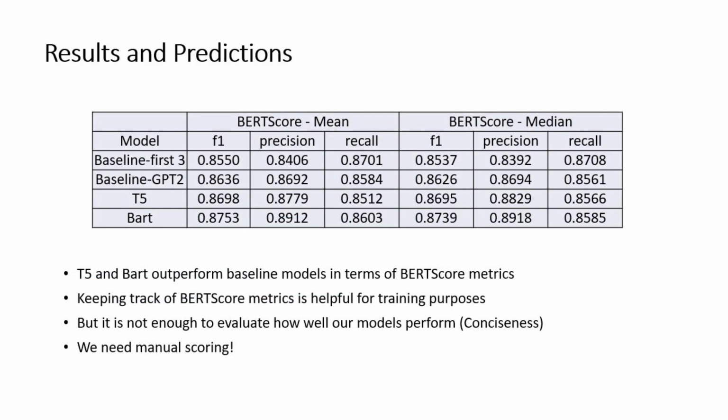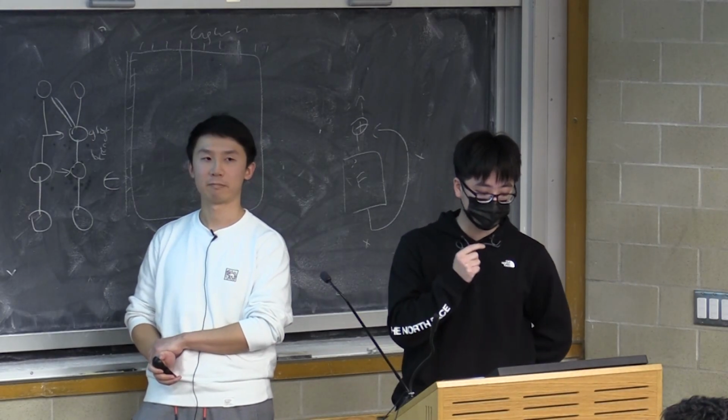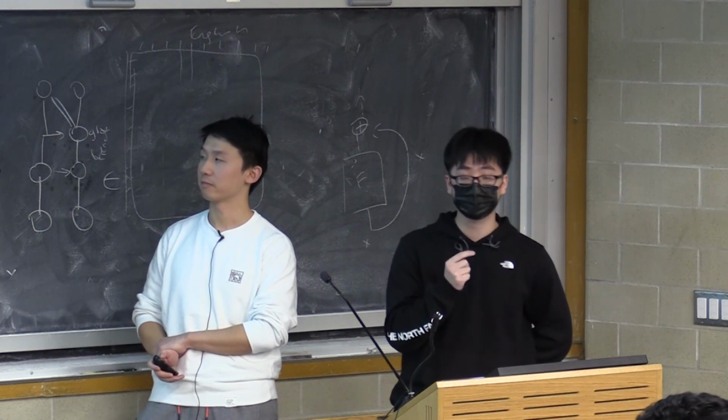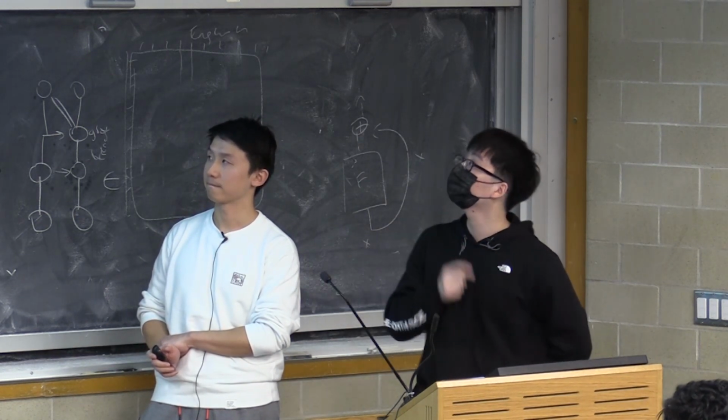So here are the results on the test set for each model in terms of BERT score. You can see that T5 and BART outperform other models. However, although BERT score is a great metric, it's really helpful for training purposes. It cannot measure how well our model performs, especially in terms of conciseness. That's why we need manual scoring.